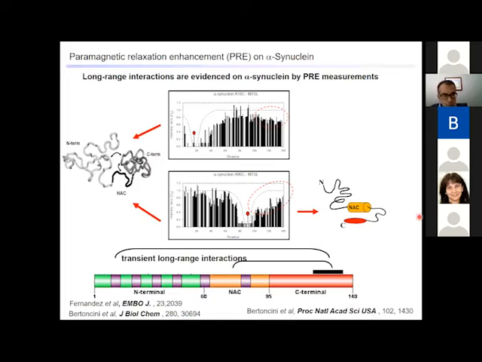And the most important is this scheme that I want to share with you, which shows that the C-terminus of the protein is folding back over the NAC region, over the central region, and protects the central region from being exposed and triggering aggregation. This is the native conformation of alpha-synuclein in the cytosolic free state.